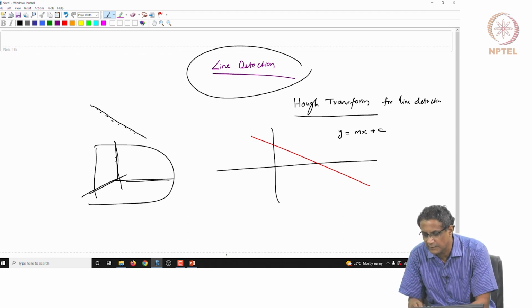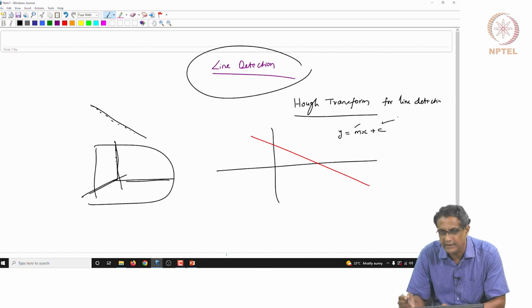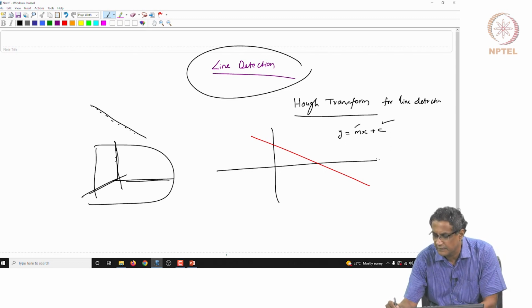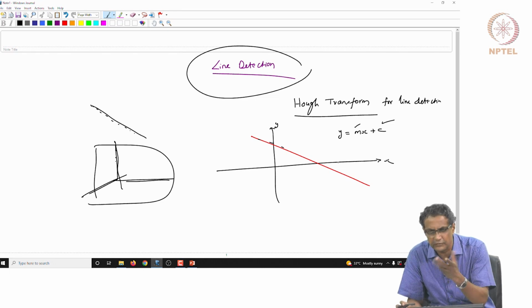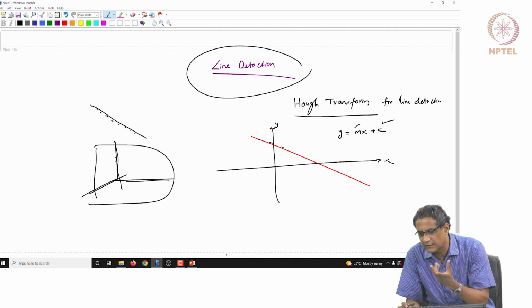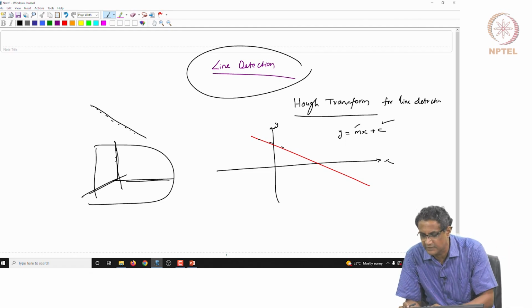Now, if I know m and c, then if I walk along x, I can find out all those y's which sit on this line. So I can say which are all the points that satisfy this equation of the line. All that I need to know is m and c, and then as I keep varying my x, I can find out what are all the y's that satisfy this equation.